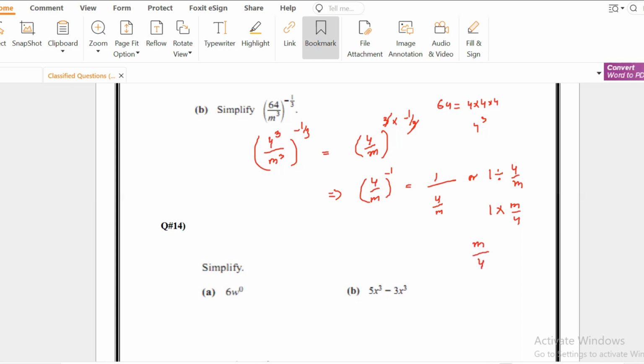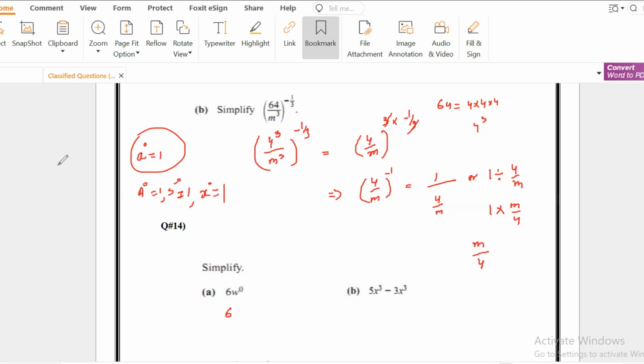Next, again we will apply the indices concept. We know one rule of indices: a power 0 equals 1. So I will apply that here. Anything power 0, for example a power 0 is 1, 5 power 0 is 1, x power 0 is 1. So I will apply it here.